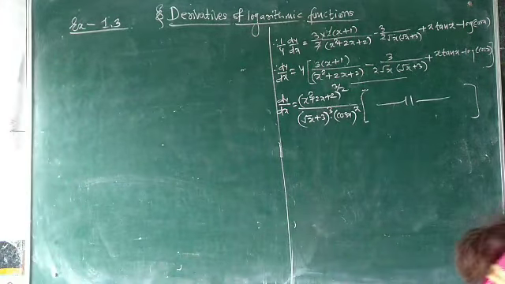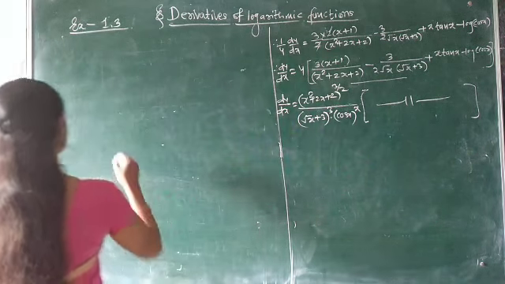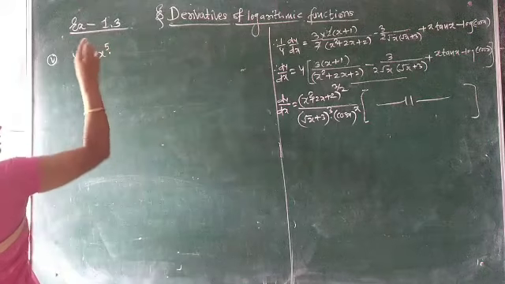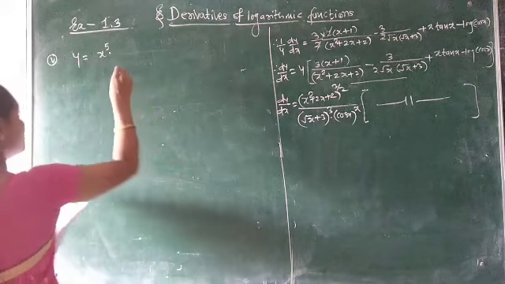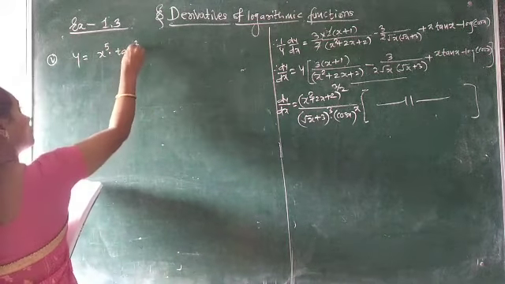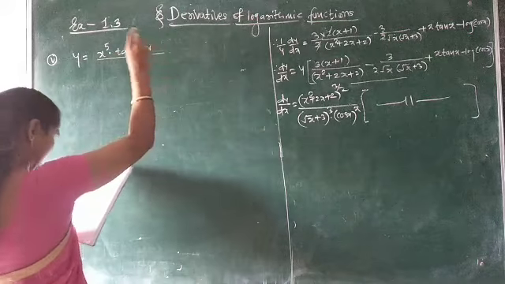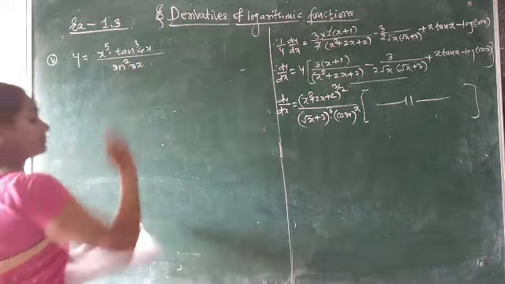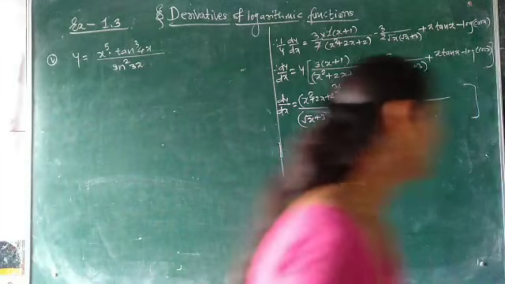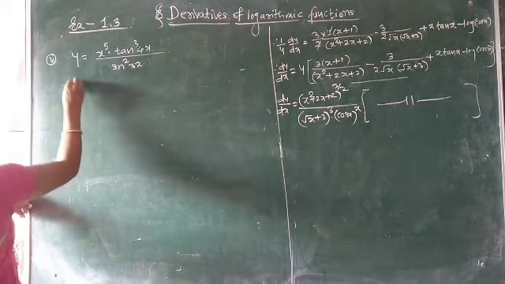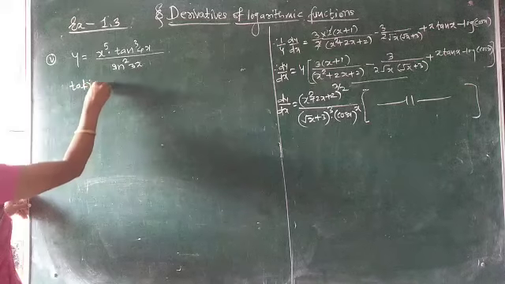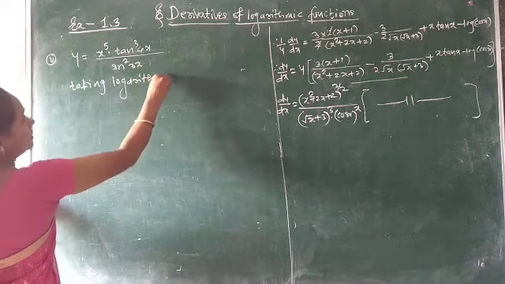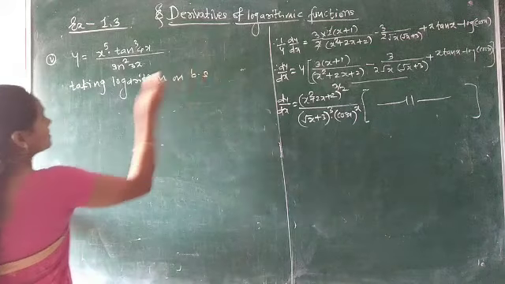What is question 5 here? y is equal to x raised to 5 into tan cube of 4x divided by sine square of 3x. Again, taking logarithm on both sides.